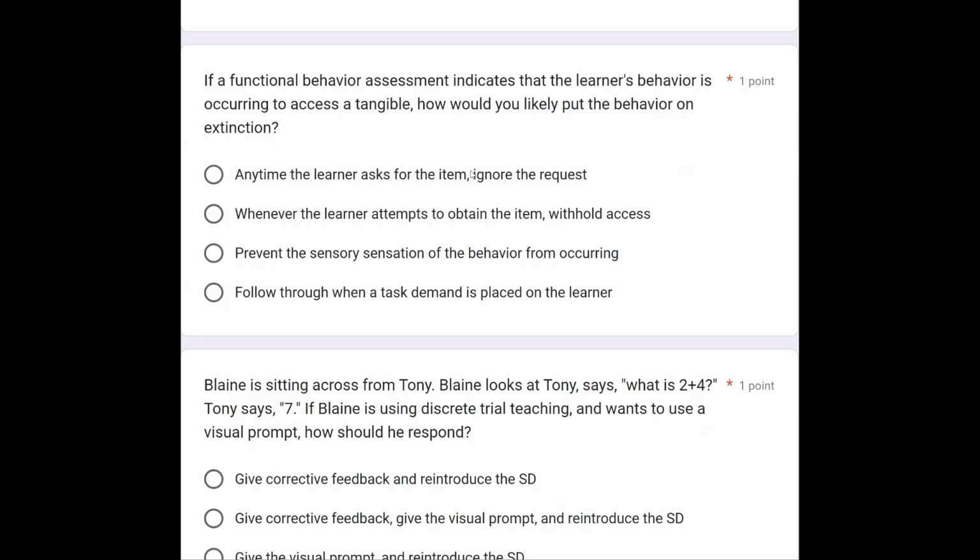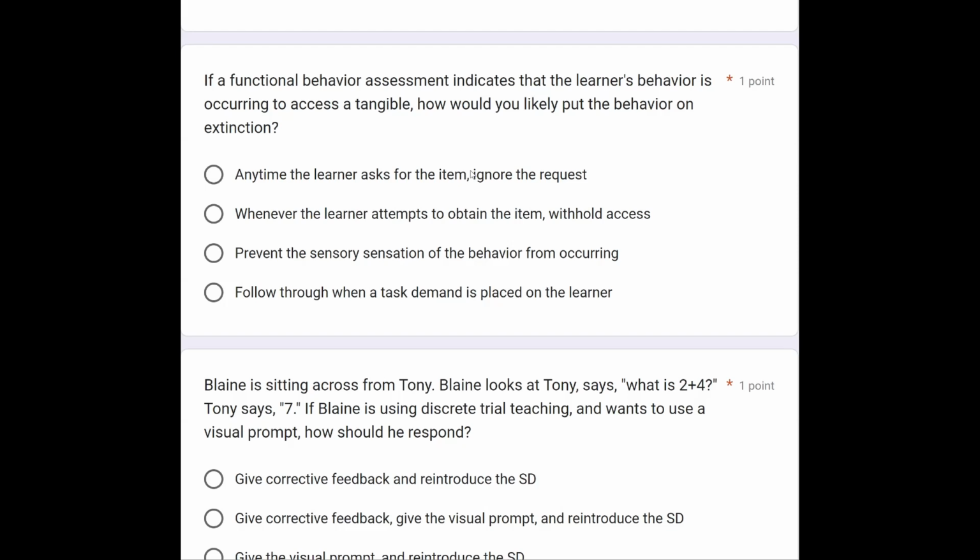So A, anytime the learner asks for an item, ignore the request. Now, careful here. Yes, ignoring the request might be denying access to tangibles in that moment, but by ignoring the request, we're really just denying attention. We can still acknowledge the request, we just have to withhold tangible. So A is okay, it's just not fully complete. If we ignore the request and they still get access, we haven't really done extinction.